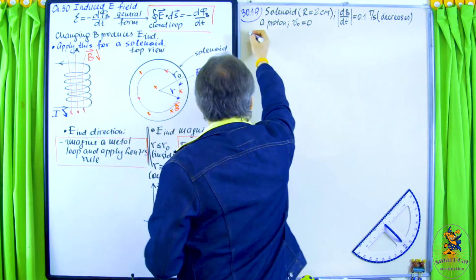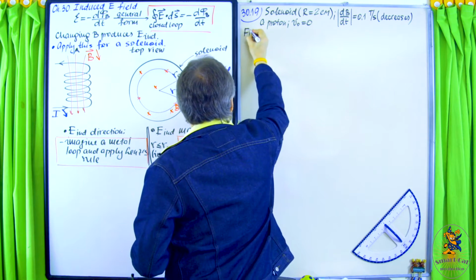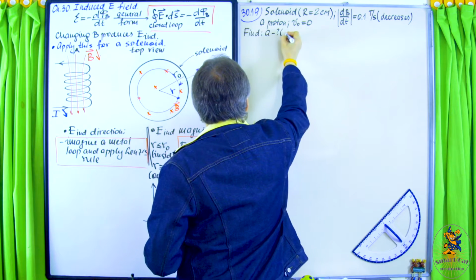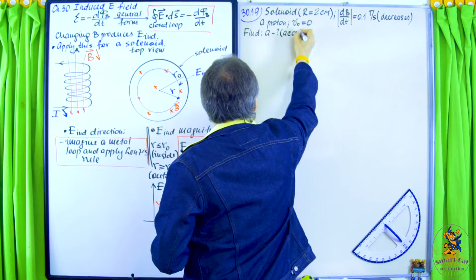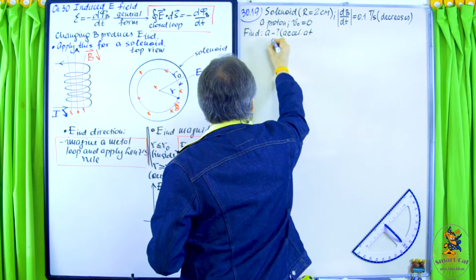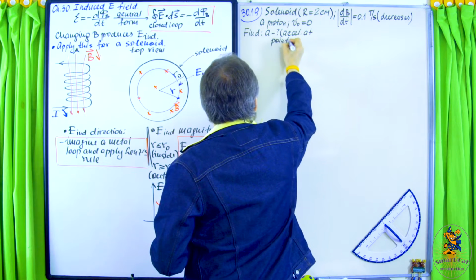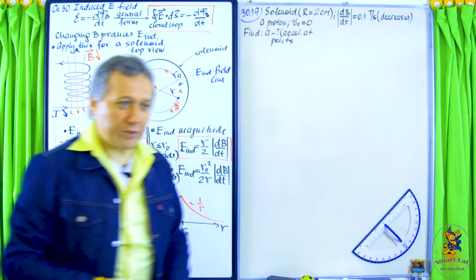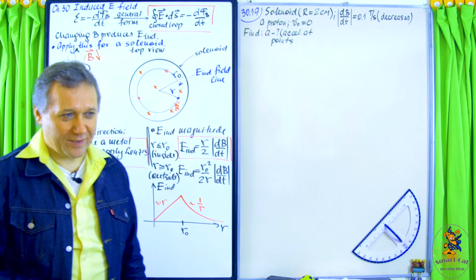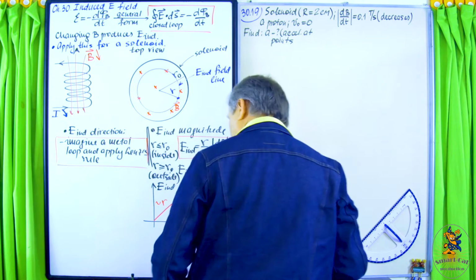Okay, let me write that down. Find the acceleration, let me emphasize, acceleration at several points. At points, okay, I will write in a second which points. Let me draw the picture now. And then I will show you which points we will use.